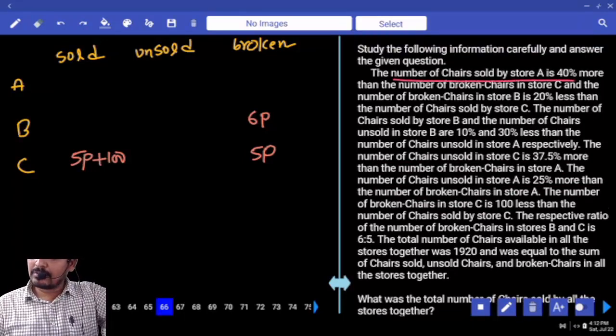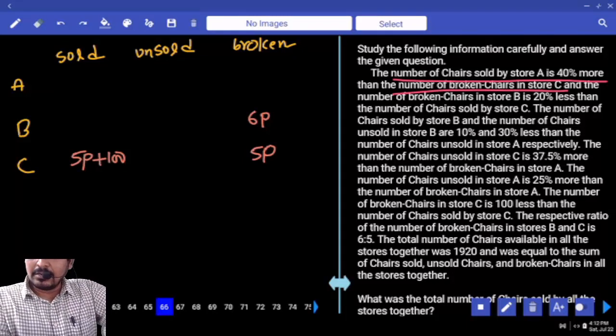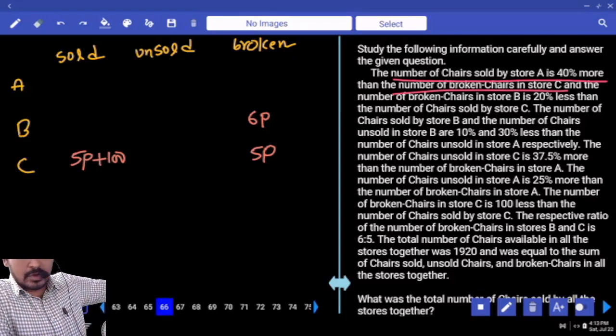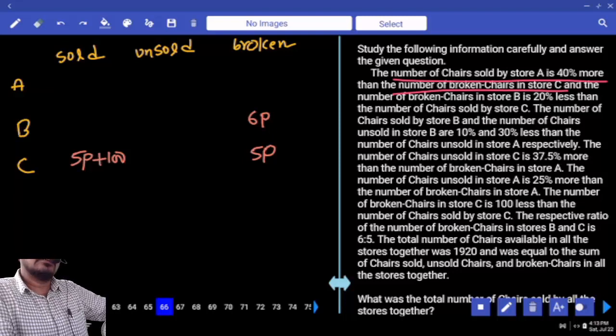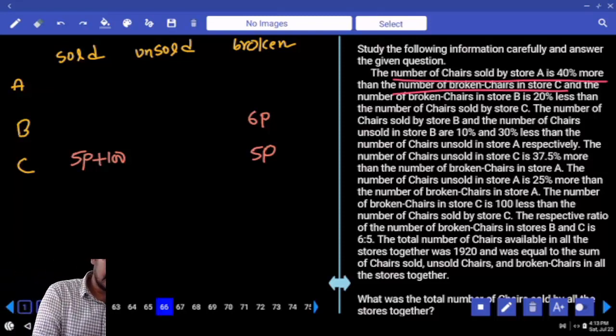The number of chairs sold by store A is 40% more than the number of broken chairs in store C. What is the store C broken value? 5 parts. 40% more means total 7 parts. What is the 40% of 5? 2 parts. 5 plus 2 means 7 parts. Those 7 parts are the sold value of A.